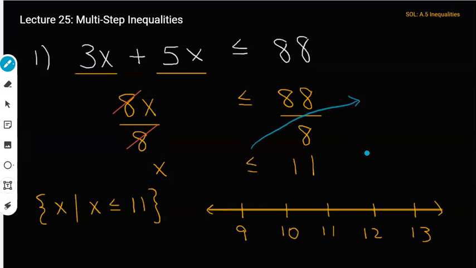So I have a less than or equal to symbol. Am I going to be using a closed dot or an open dot? Yeah, it's going to be a closed dot. So I'm going to put that closed dot over the 11. Make sure that you fill in that dot.